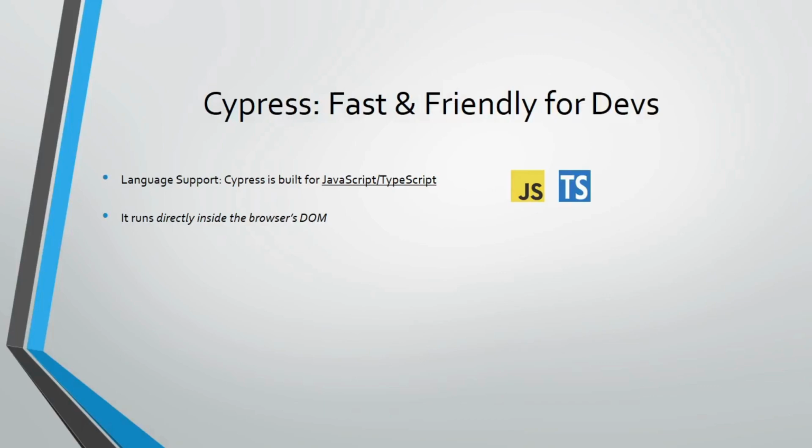Another feature of Cypress is that it runs directly inside the browser's DOM. Now don't get confused with this term DOM. DOM is often referred to as document object model, and I will tell you about it in later videos. But to better understand this, you can think of it as something that is built inside the browsers, which means it gives an ultra fast feedback and native access to page internals.